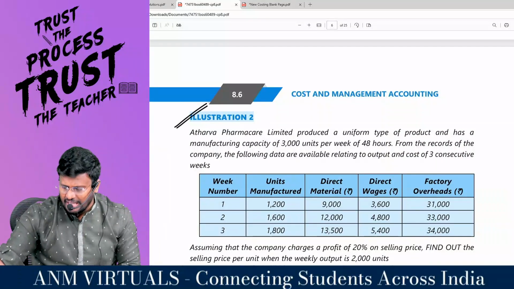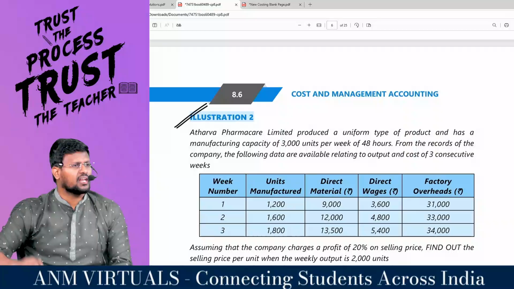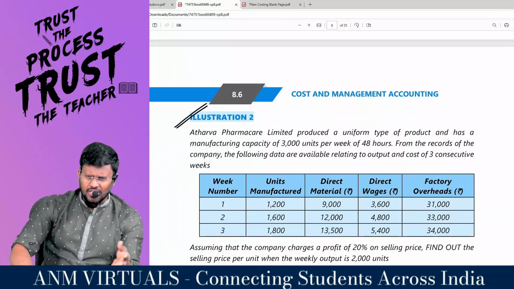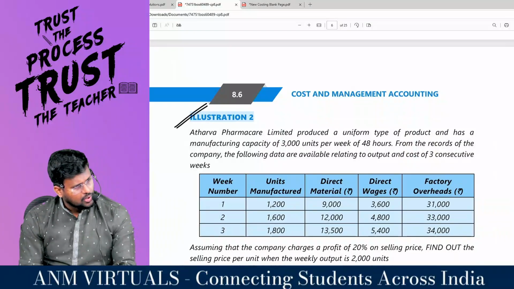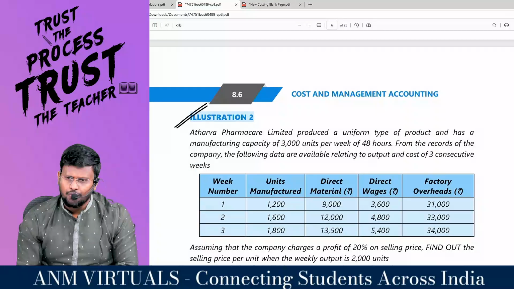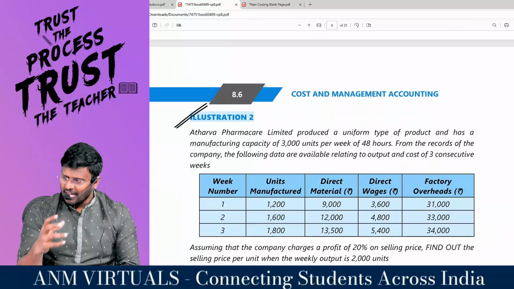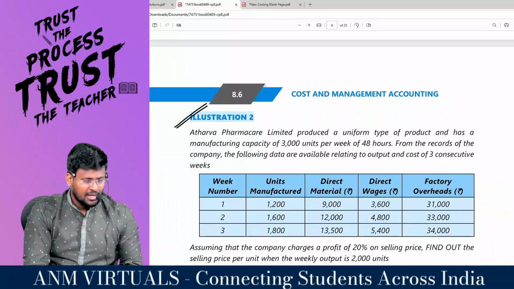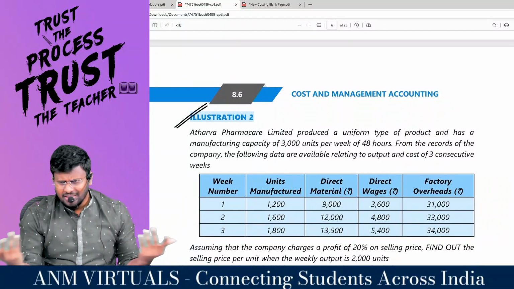A very easy, straightforward cost sheet question, nothing more, nothing less. If the unit you are producing is homogeneous, follow unit costing. If the unit you are manufacturing is heterogeneous, follow job costing. If someone says, "Sir, I am going to manufacture different products at the same time by using the batch concept," follow batch costing. That's it, game over.